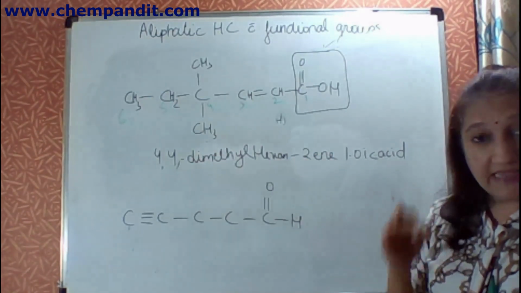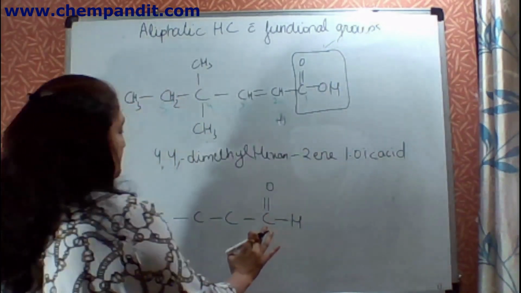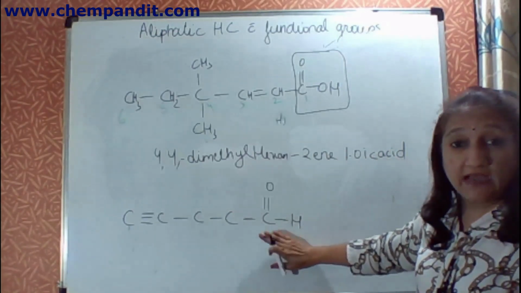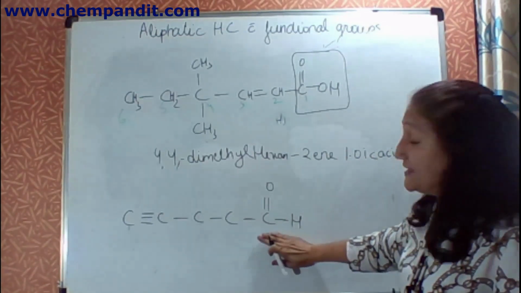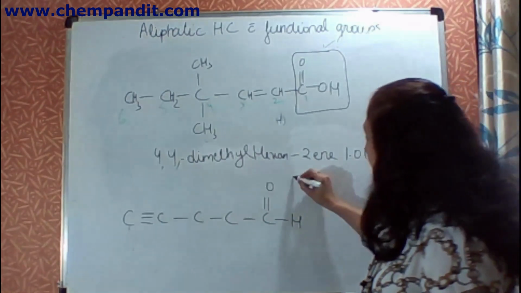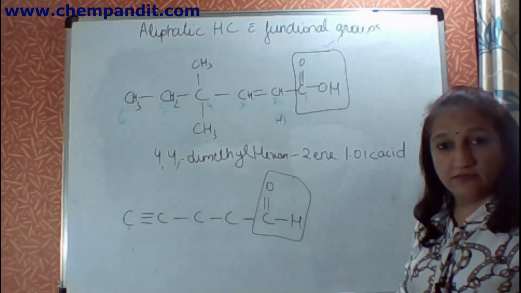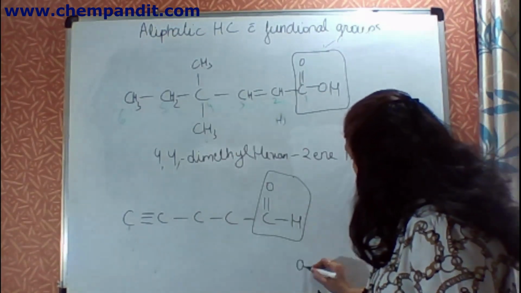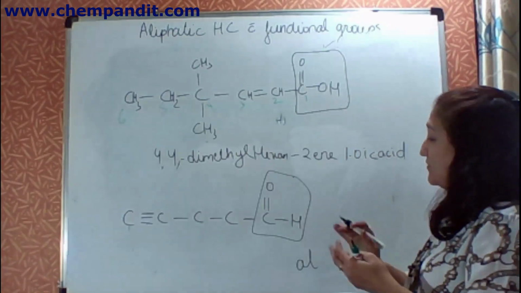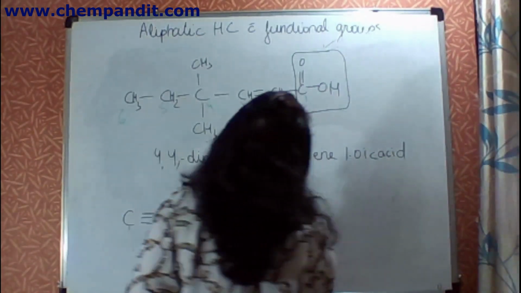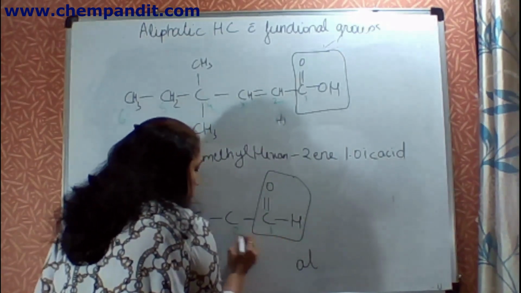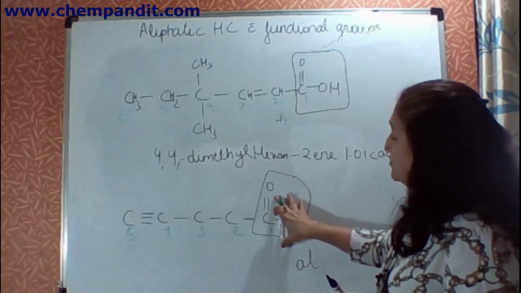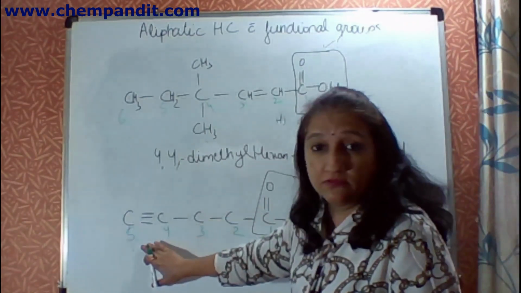Is that clear? Let's take one more example. In this compound there is a triple bond, and which group is this? Identify this group. This is CHO, aldehyde group. The functional group is aldehyde. Clear? So the final suffix will be al because it is an aldehyde. Numbering of carbon will be done in such a way that this carbon gets the lowest number 1, 2, 3, 4, 5, because the priority is given to aldehyde over triple bond alkyne.